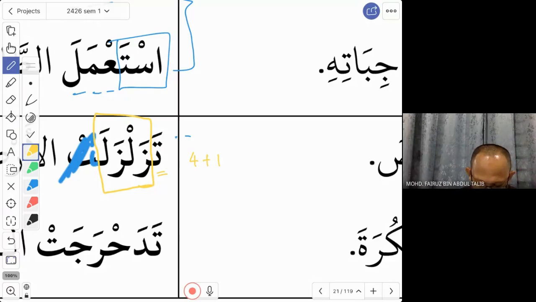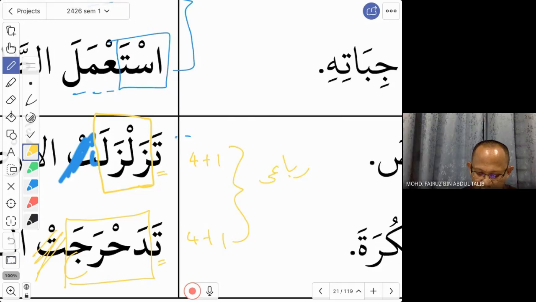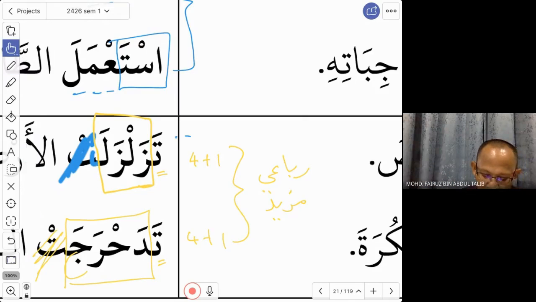The same goes to the last example, tadakhraja. Again, we ignore this ta because it is for mu'annas. So the word is dakhraja. The root word is also 4 letters, dal, kha, ra, jim, plus 1 additional letter. So for these 2, we call it rubai mazid. How many letters do we add? It is not a problem. As long as you know you have an additional letter, you call it mazid.